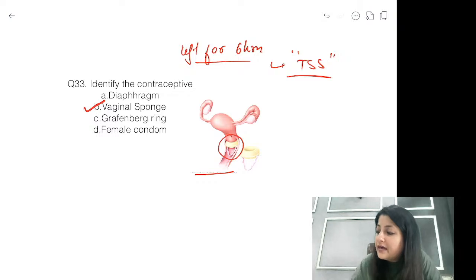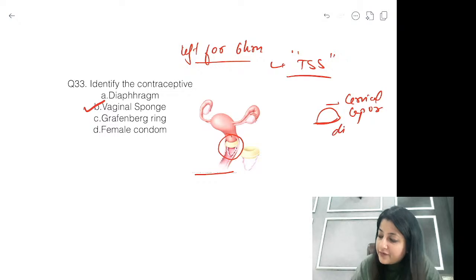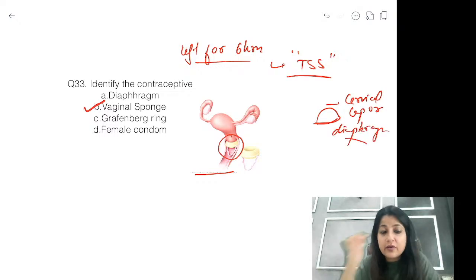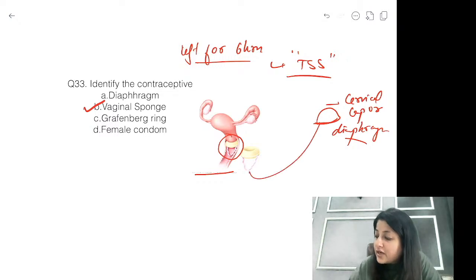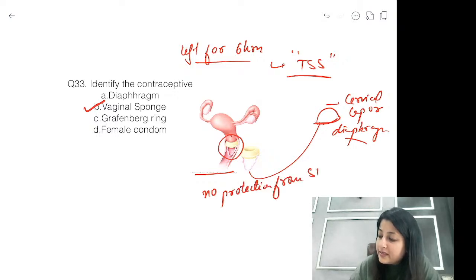Similarly for diaphragm कैसा होता है? ऐसा cap type. Okay, this is a cervical cap or diaphragm. Diaphragm has a lower failure rate than vaginal sponge. In an educated female तुम diaphragm advise कर सकते हो, but vaginal sponge and diaphragms, no protection from STD. ठीक है, प्लीज रिमेंबर.